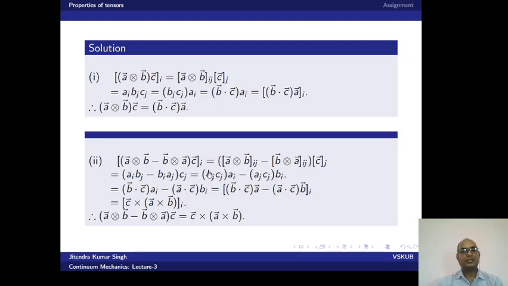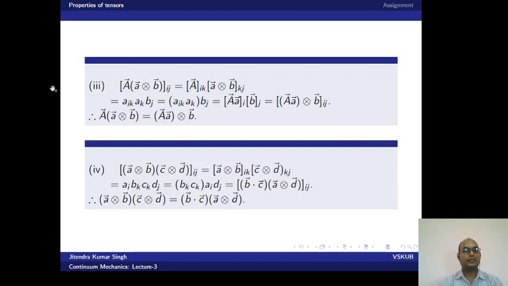So BjCj is B dot C, and AjCj is A dot C. So we can write B dot C Ai minus A dot C Bi. This overall is the ith component of B dot C vector A minus A dot C vector B. This is a vector triple product of three vectors, that is C cross A cross B, its ith component. So the ith components on both sides are equal, so both vectors will be equal. Therefore the tensor product of AB minus the tensor product of BA, applied to C, is equal to C cross A cross B.